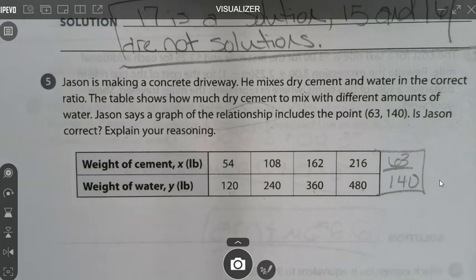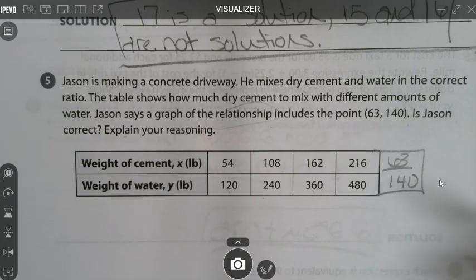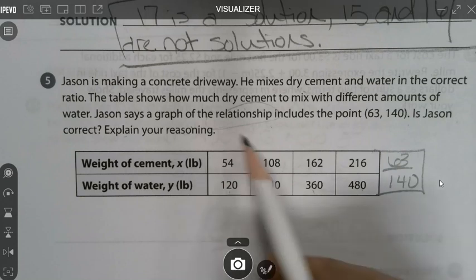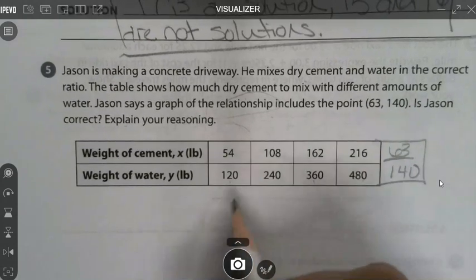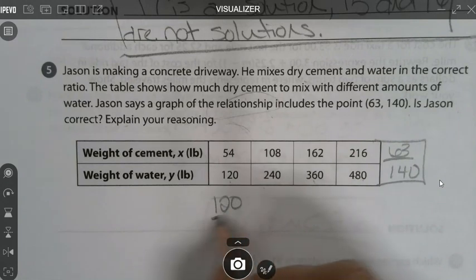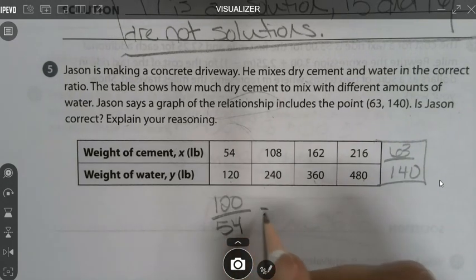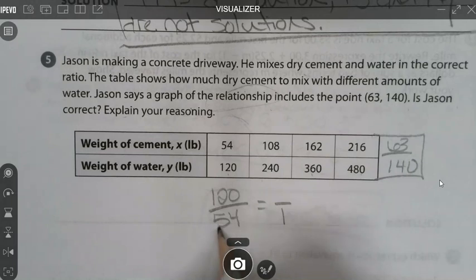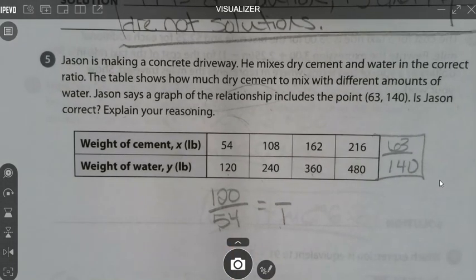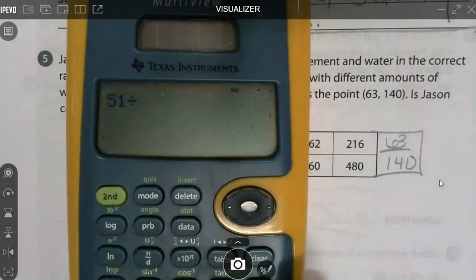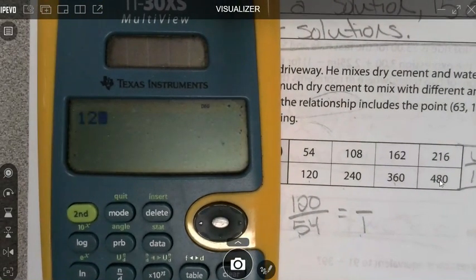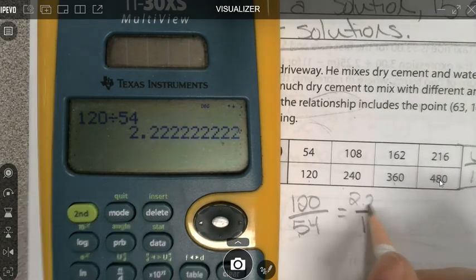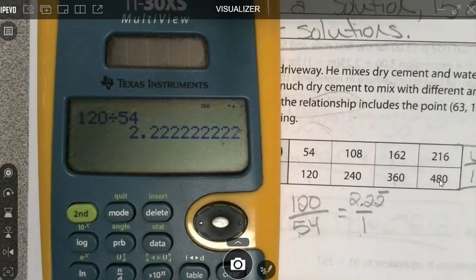They all have the same unit rate. So let's take the unit rate of one of these. I'm going to do 120 divided by 54 because I want to turn my 54 into 1. If I take 120 and I divide it by 54, it's going to give me 2.22 repeating.